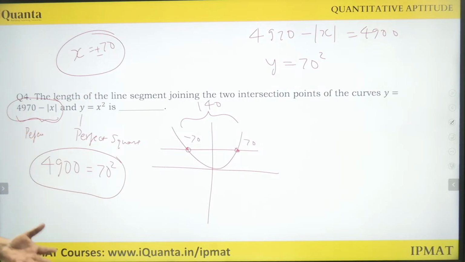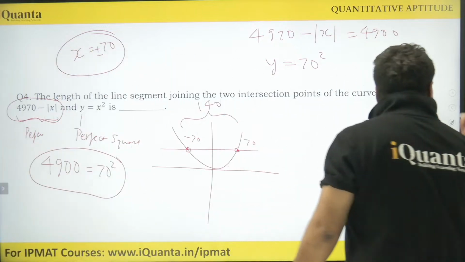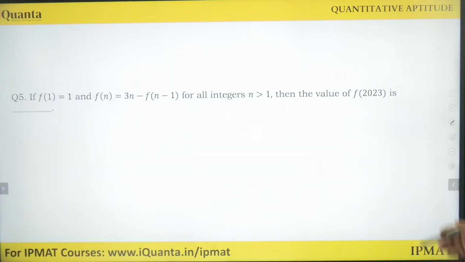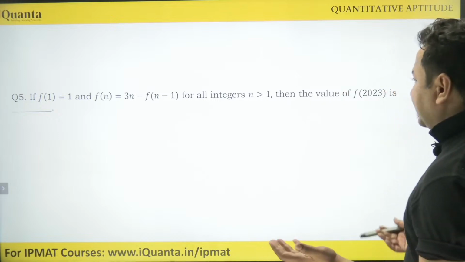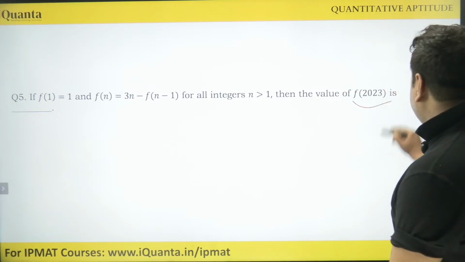Whenever we get a question like this, we can just look at the perfect square and get our answer sorted. All right, now coming to the next one. If f1 is equal to 1, fn is equal to 3n minus f of n minus 1, and n is greater than 1, find the value of f223.